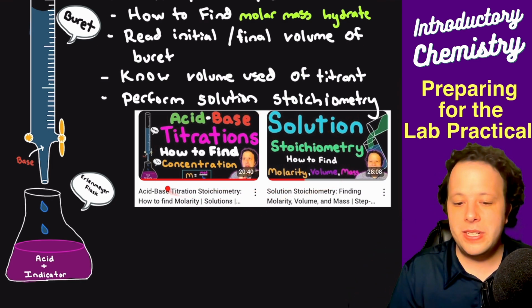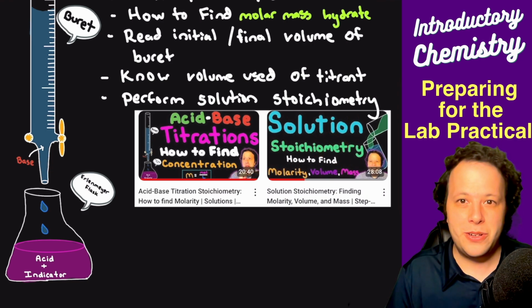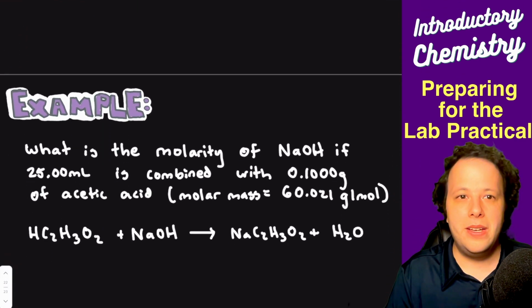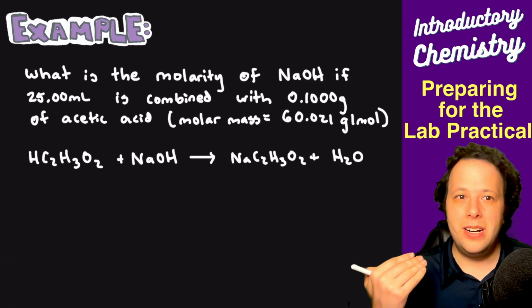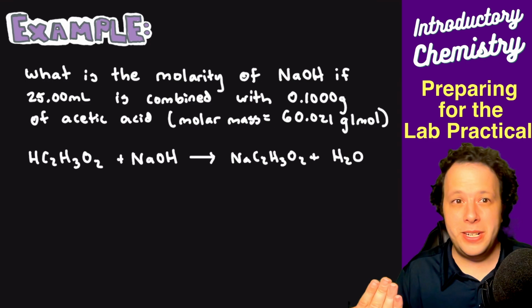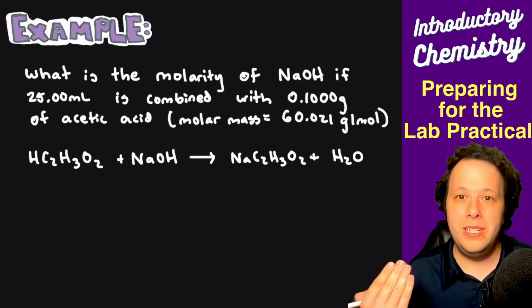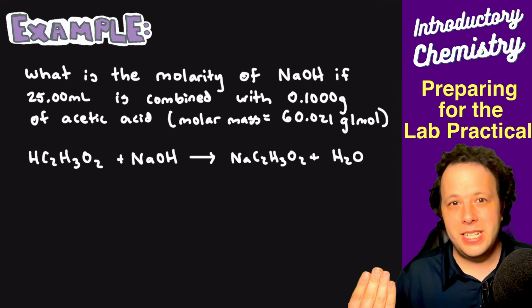So these two videos that were recent, the one was acid-base titration, and then solution stoichiometry, that you could view as well. So with our last example, to cover the rest of the video, if I ask you what is the molarity of sodium hydroxide if 25 milliliters is combined with 0.1000 grams of acetic acid.